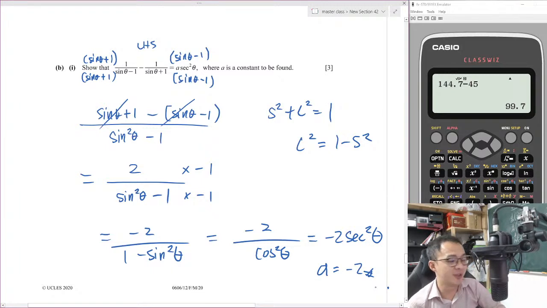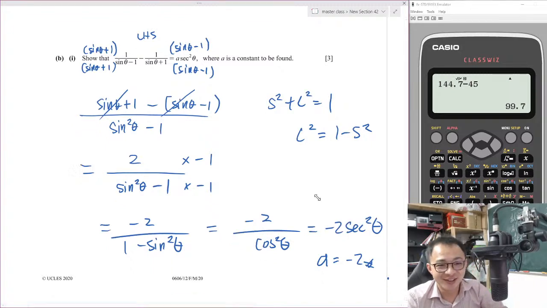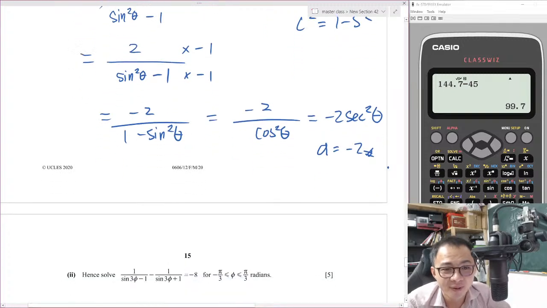Alright, this is how we solve this kind of question. As long as you understand, it shouldn't be too difficult for you. I hope I didn't make any mistake here. Alright, so let's move on.